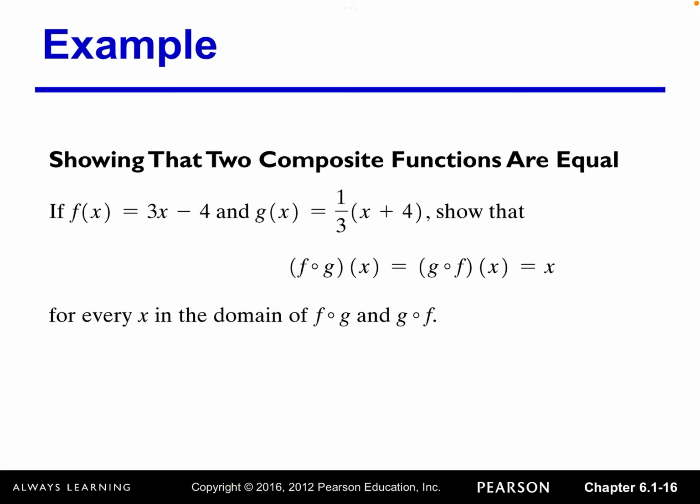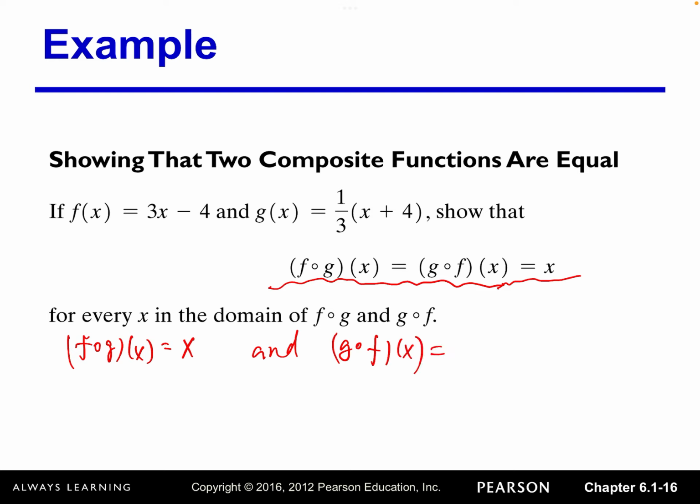Now let's look at another example showing that two composite functions are equal. If f of x equals 3x minus 4 and g of x equals 1/3 times (x plus 4), we would like to show f composed with g equals g composed with f. They both equal x. In order to prove this long equation, we just need to prove two short equations, which is f composed with g equals x and g composed with f also equals x. And then we can get this long equation.